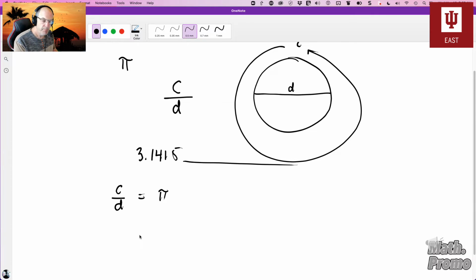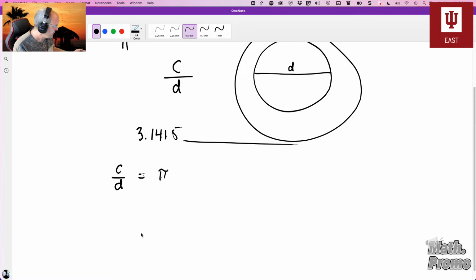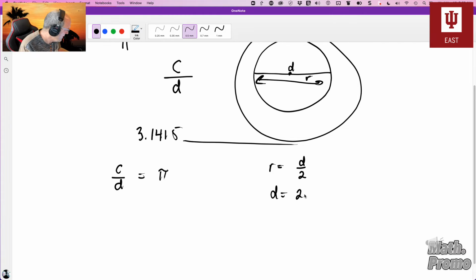So far, so good. Now, what is a diameter? Well, a diameter is the entire distance. What about a radius? A radius is half the distance, from the center of the circle to the edge of the circle. And this is the radius. So we know that a radius is the diameter divided by 2, or the diameter equals 2 times the radius. Okay, so let's come back over here.